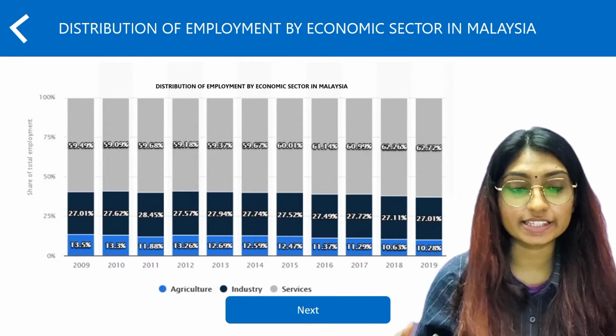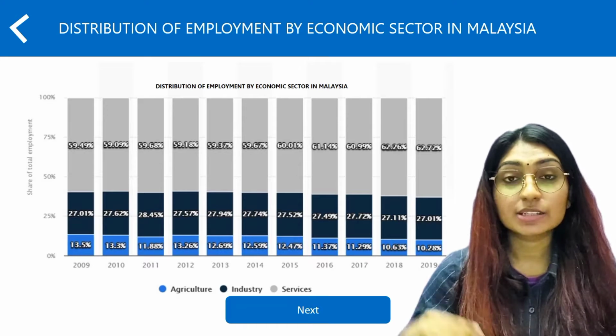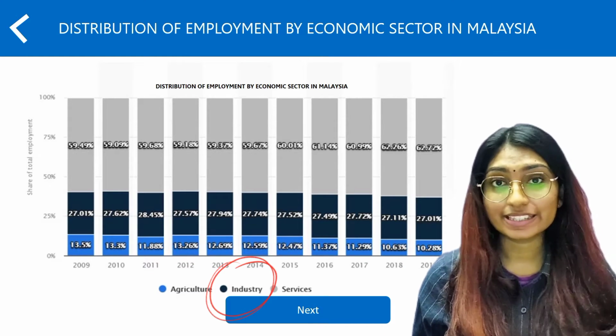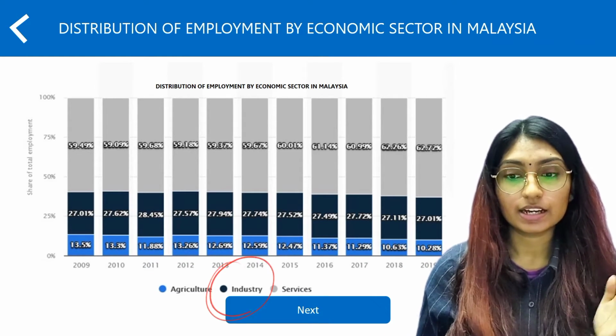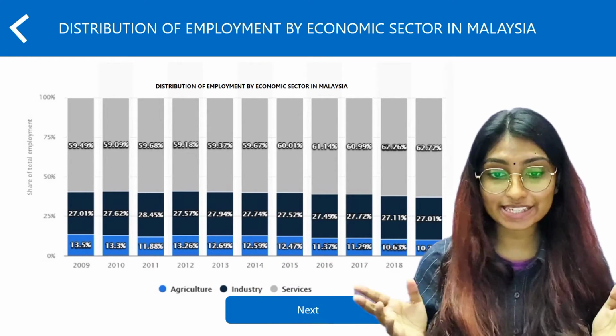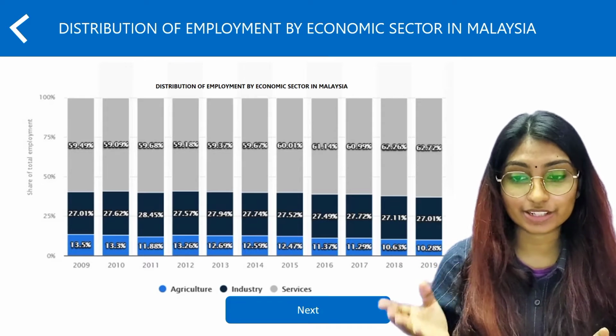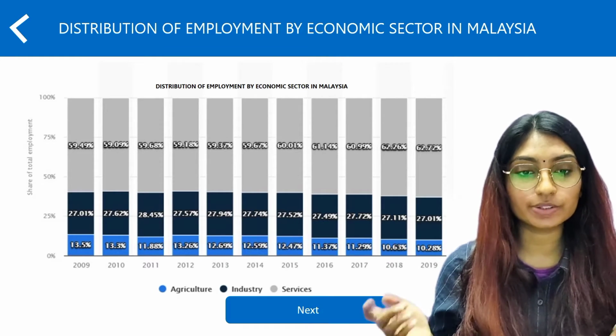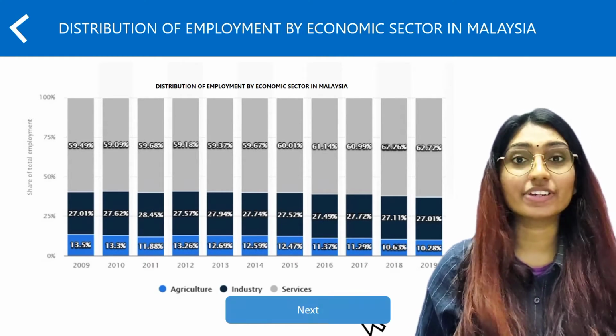It represents the sectors in our graph. The blue represents agriculture, the navy blue represents industry, and finally the grey represents services. As we can see in this graph, the employment by agriculture decreased throughout the year. Let's analyze the graph in detail.